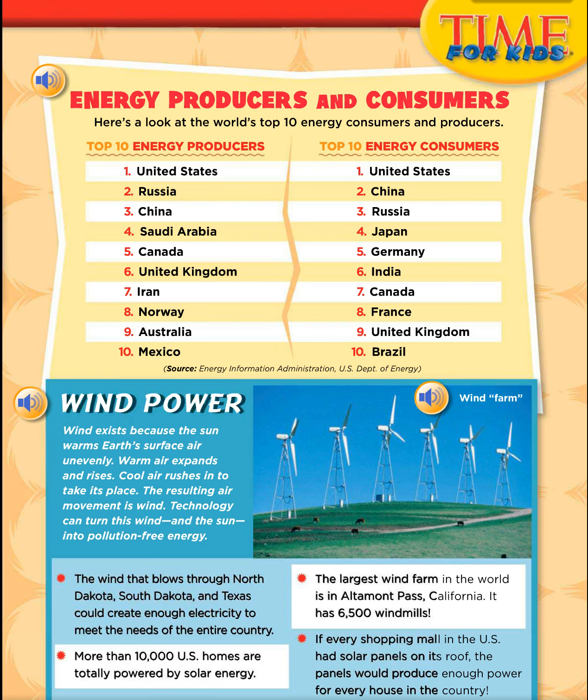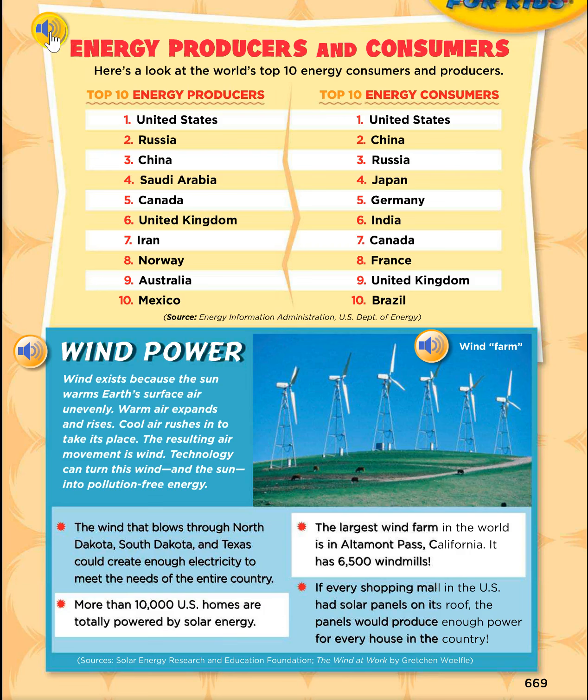Okay, page 669, follow along. Energy producers and consumers. Here's a look at the world's top 10 energy consumers and producers. Top 10 energy producers: 1. United States. 2. Russia. 3. China. 4. Saudi Arabia. 5. Canada. 6. United Kingdom. 7. Iran. 8. Norway. 9. Australia. 10. Mexico.